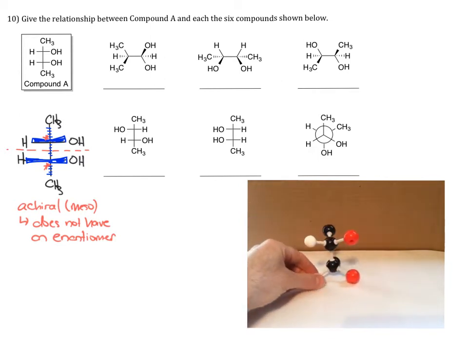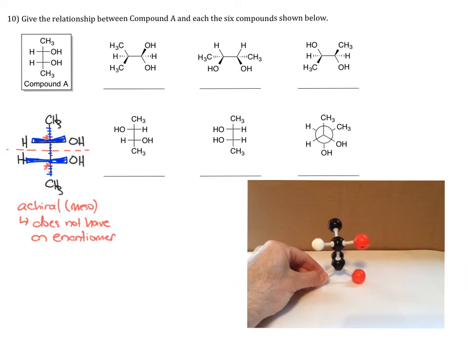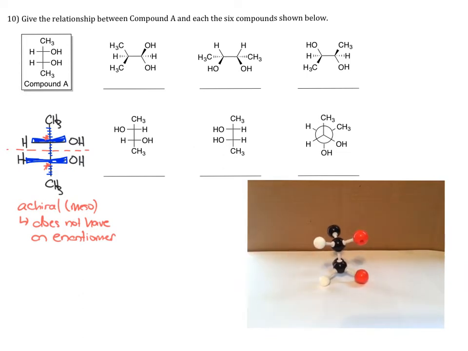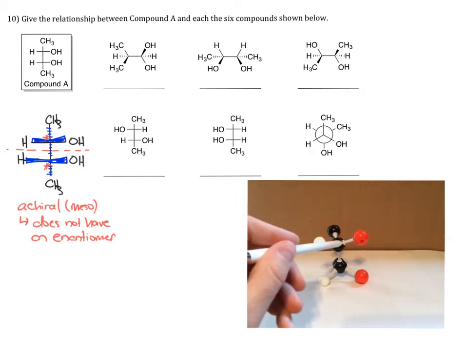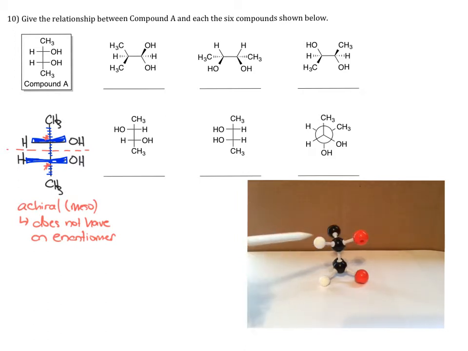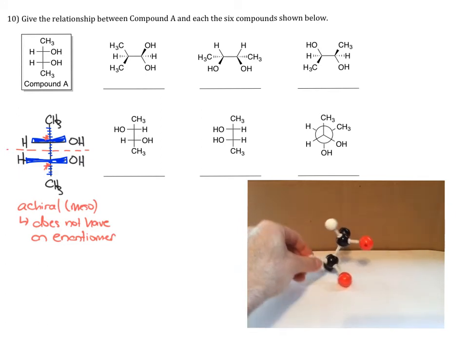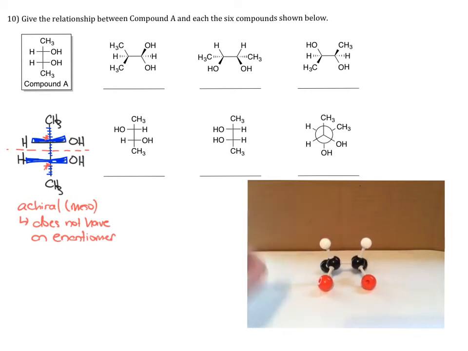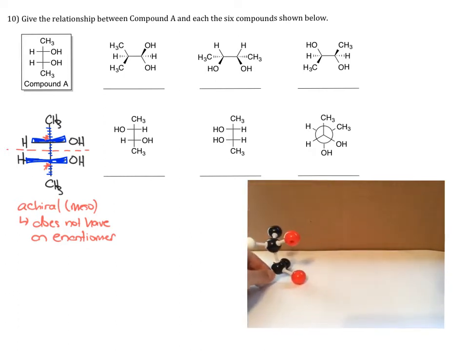But if we're looking at this in terms of the Fischer projection, if we look at it in this direction, we have on the right, on this top chiral center, the OH. On the left, the hydrogen. On the bottom chiral center, the OH on the right, hydrogen on the left. And if we look at it like this, you can see where you can cut this right down the middle, and you have that plane of symmetry. So here's compound A. We'll set it aside.